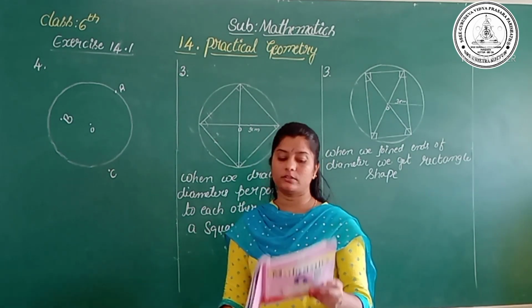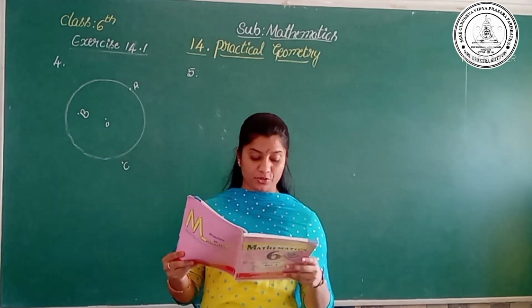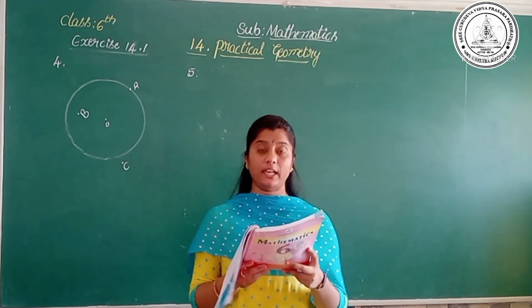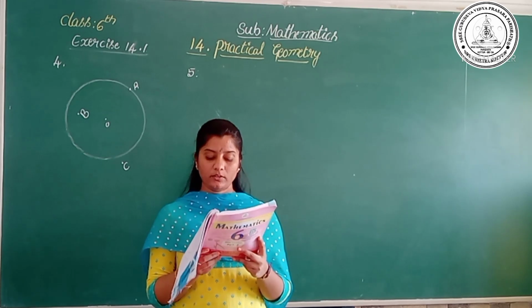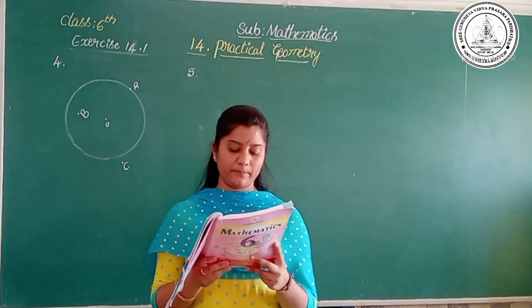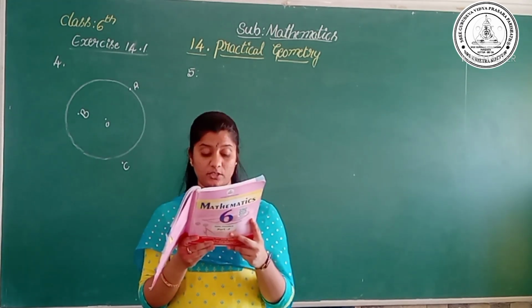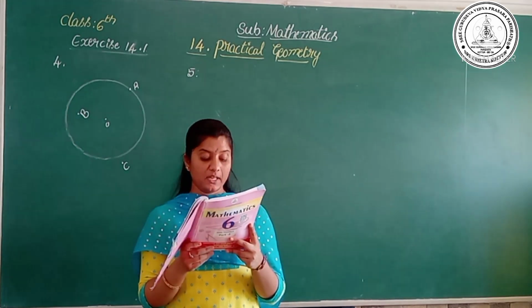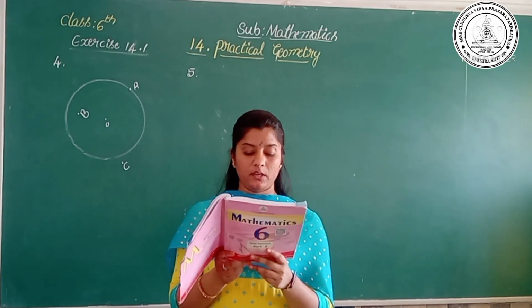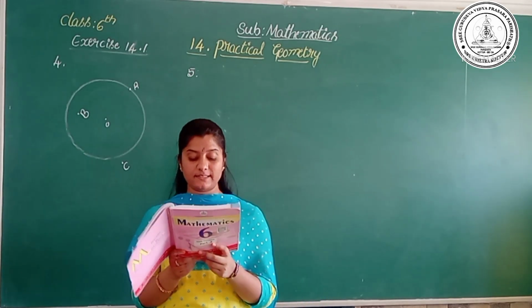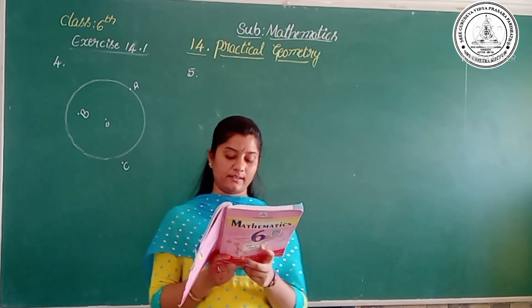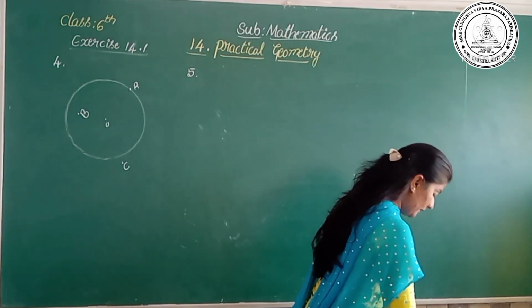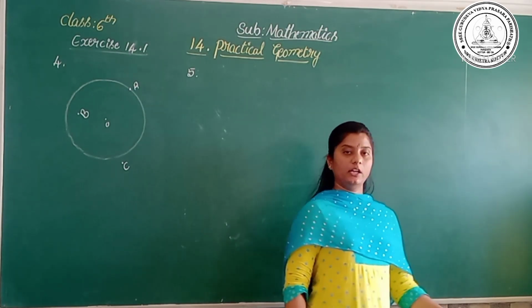Yes. Then let's go to the fifth question. The fifth question is: let A and B be the centers of two circles of equal radii. Draw them so that each one of them passes through the center of the other. Let them intersect at C and D. Examine whether line segment AB and line segment CD are at right angles. Here they said to draw two circles having equal radii.